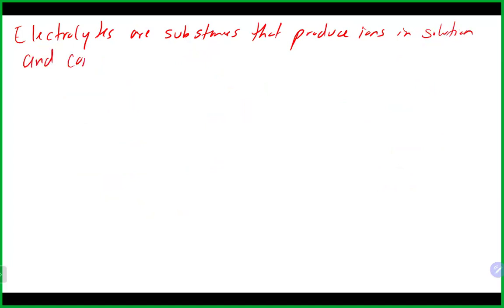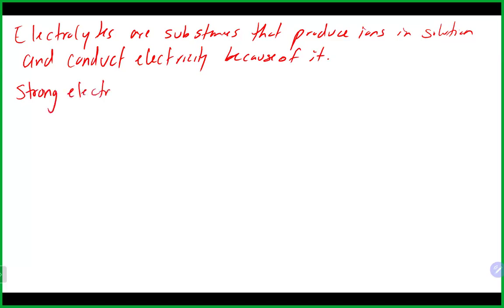Electrolytes are substances that produce ions in solution and can conduct electricity because of it. So, for example, there are strong electrolytes. And a strong electrolyte will 100% break apart into ions in solution.